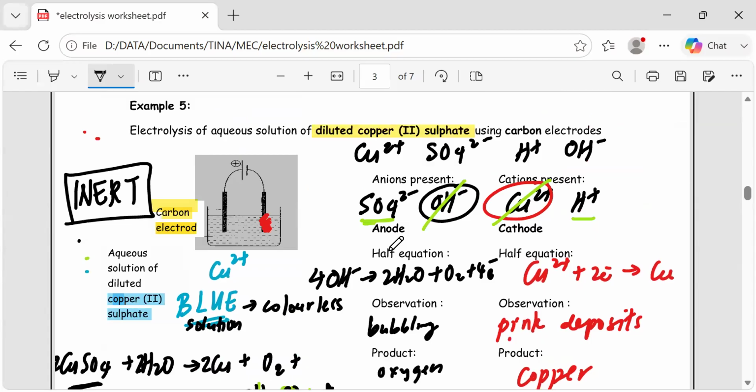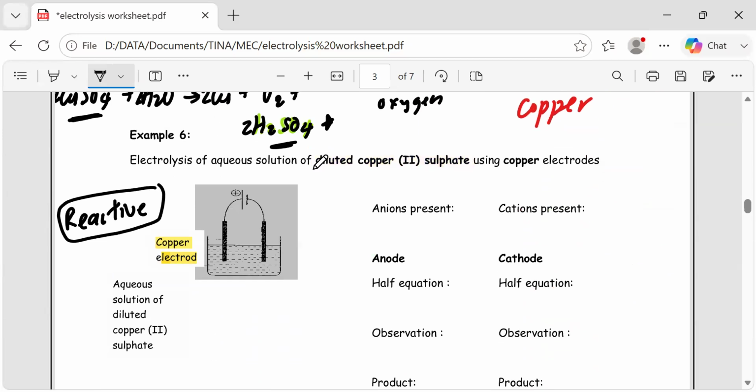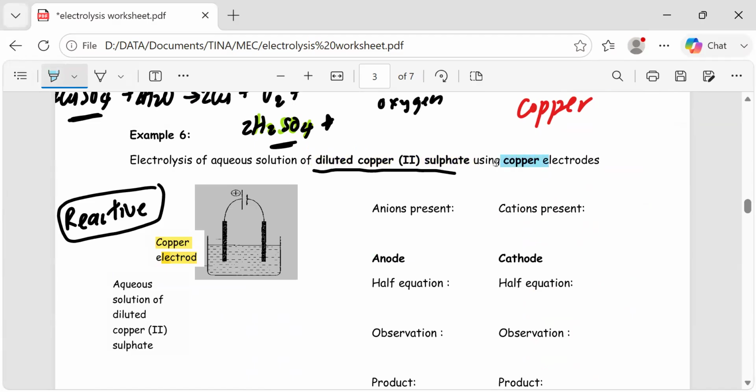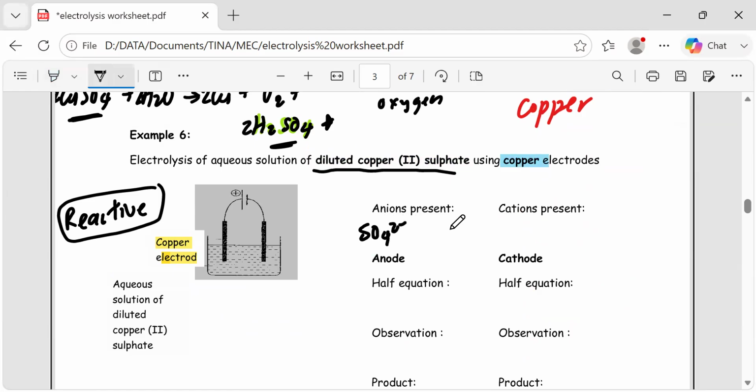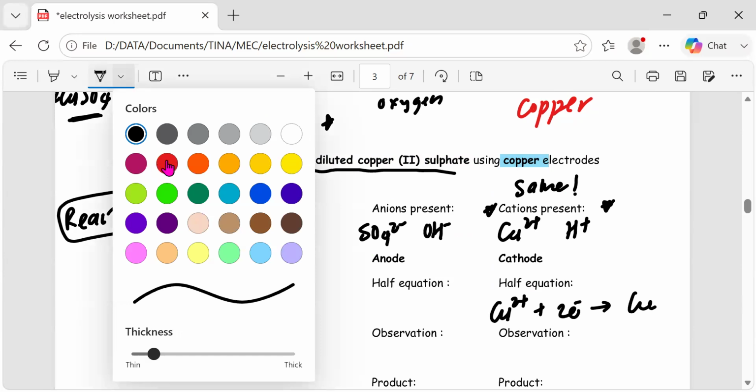This is when you're using carbon. Now I change to copper. Copper is reactive. Okay, it's still using dilute copper 2 sulfate. It's still blue. The only difference is now I'm using copper electrodes. Okay? My anion is the same. My cation is the same. And my cathode is also the same. The cathode reaction, I still choose copper. The only difference is my observation.